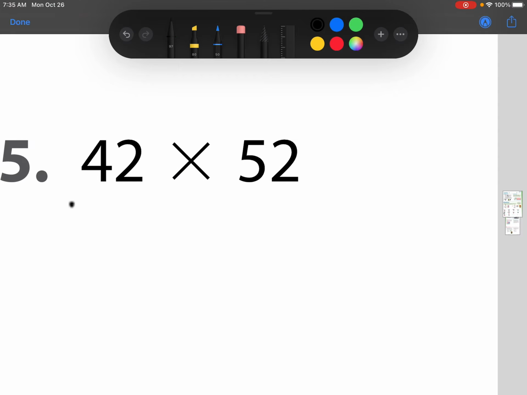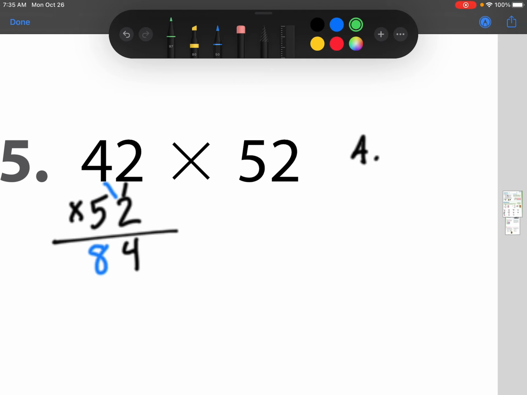We have 42 times 52. We're going to use the algorithm for this one as well. So we have 2 times 2 is 4. Then we have 2 times 4. 2 times 2 is 4. Then we have 2 times 4 is 8. Now I put a 0 down because I'm going to the next place value.